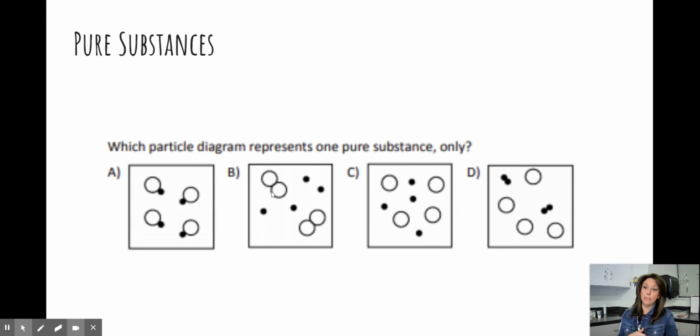Here's one, here's another type of element, and they are not chemically combined, so they make up a mixture. Letter C is also a mixture, because you have, again, two different kinds of substances. And letter D is a mixture. There's one kind of substance, here's another kind of substance. These two different kinds of substances are not chemically combined. They're not attached to each other. This one is not attached to this one. So that makes it a mixture.